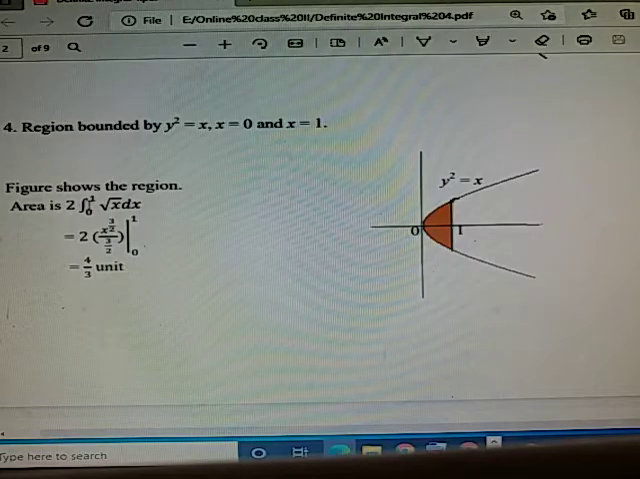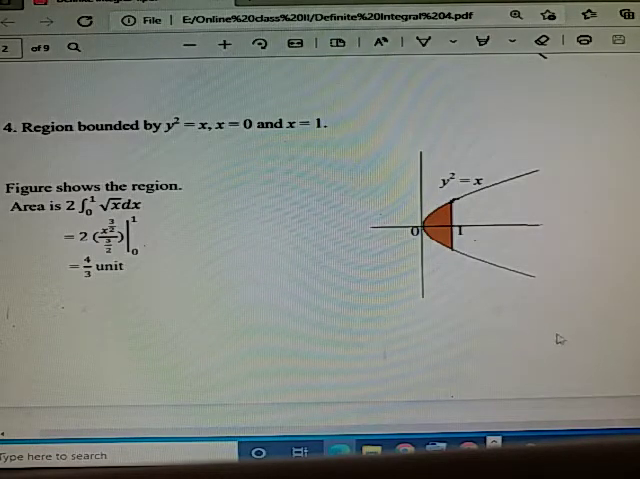So it is the integration from 0 to 1 of root over x dx, and we are evaluating it. We have to multiply by 2 because this is symmetrical, and this area plus this area will give you the whole region bounded by x equal to 1. That is why we are finding this area above the x axis and multiplying by 2. So this is number 4.